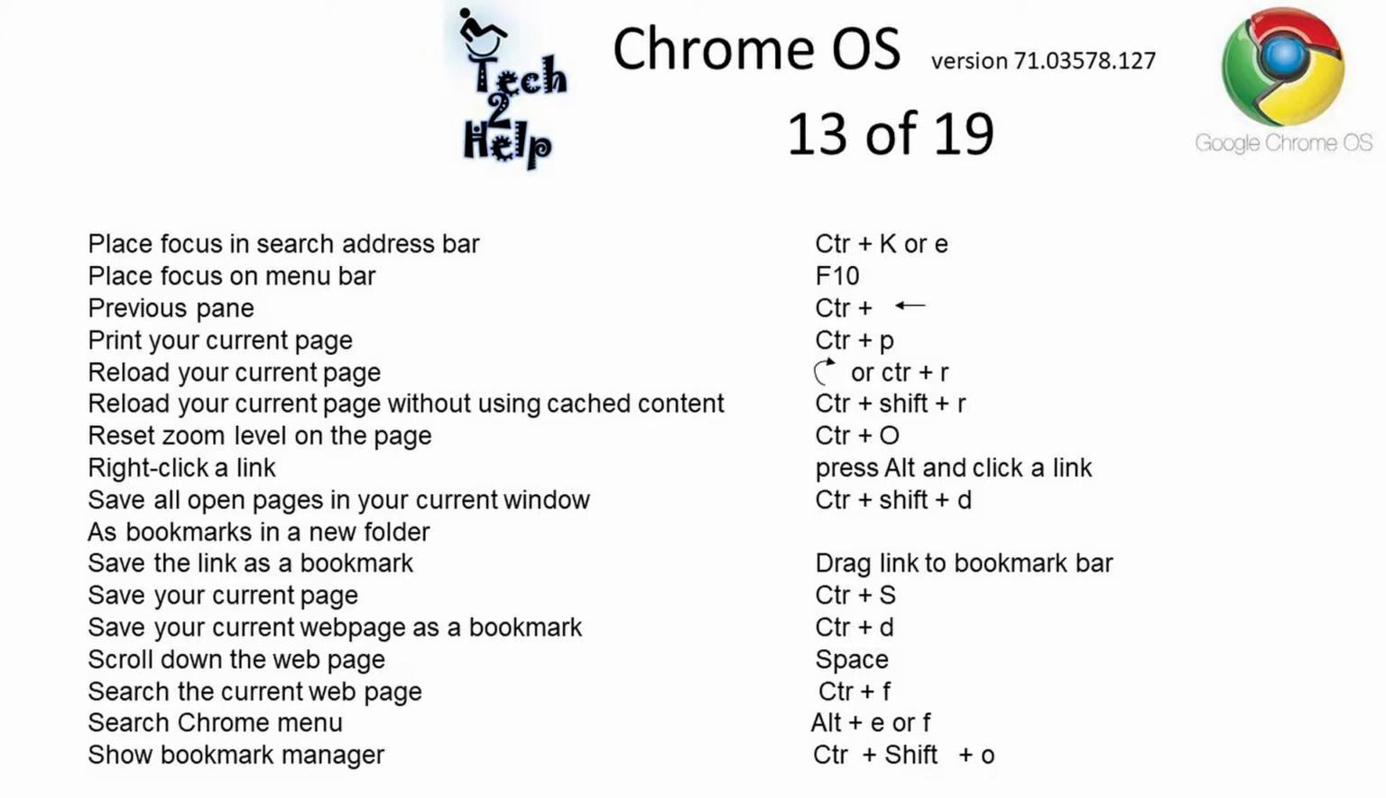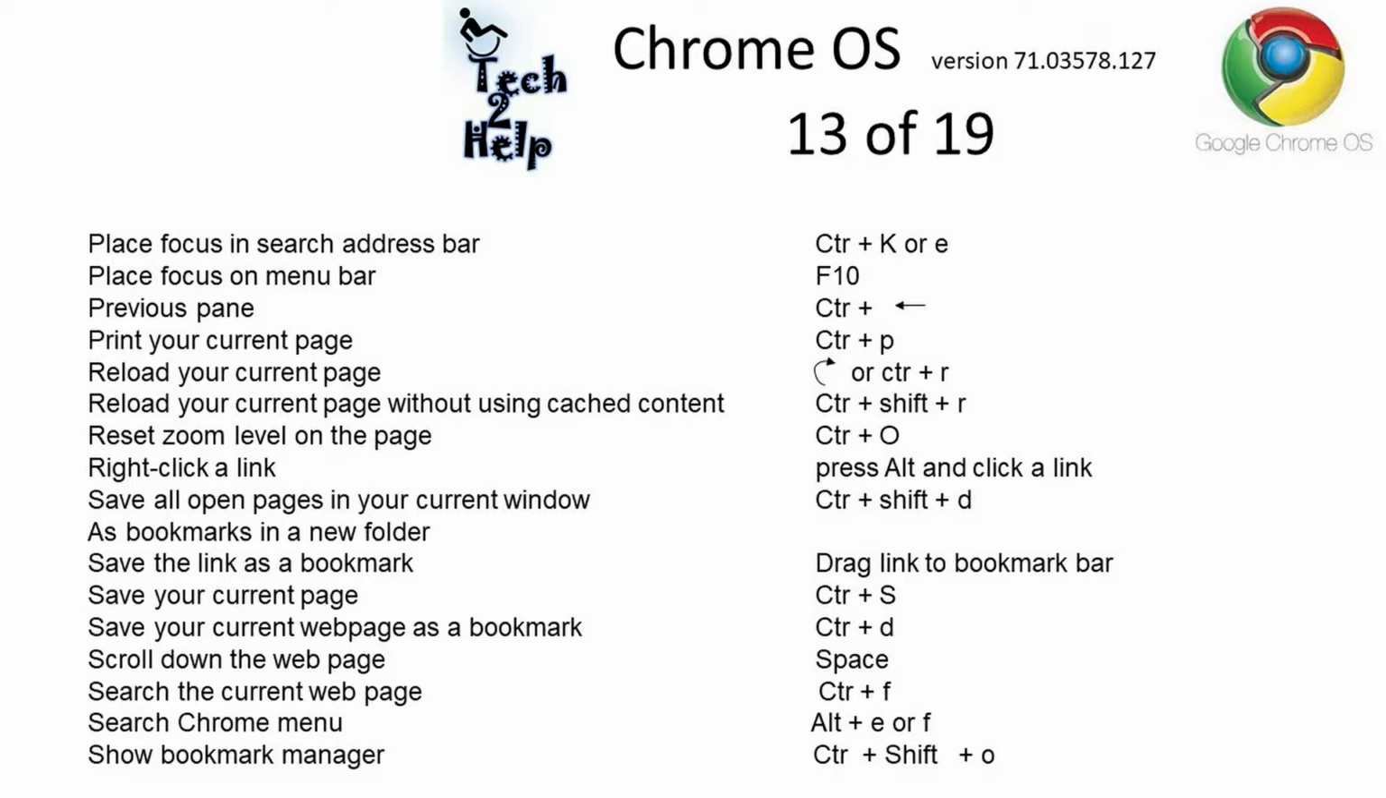Chrome OS version 71.03578.127, 13 of 19. Place focus in search address bar: Ctrl plus K or E. Place focus on menu bar: F10. Previous pane: Ctrl plus left arrow. Print your current page: Ctrl plus P. Reload your current page: Ctrl plus R. Reload your current page without using cached content: Ctrl plus Shift plus R.